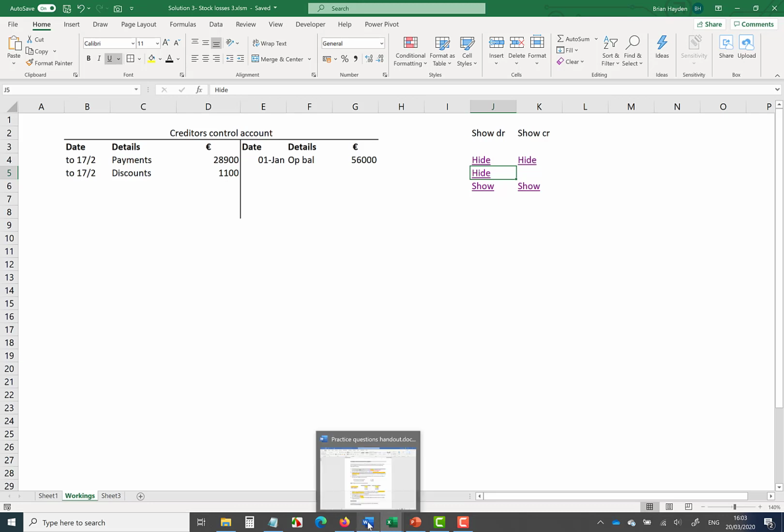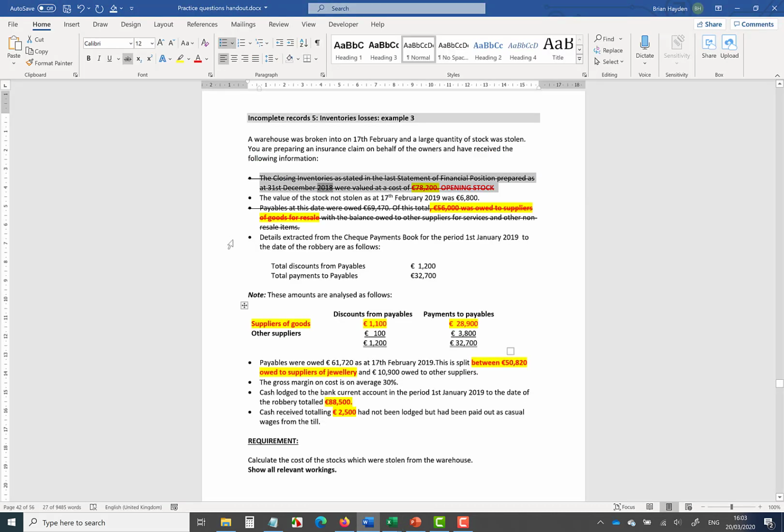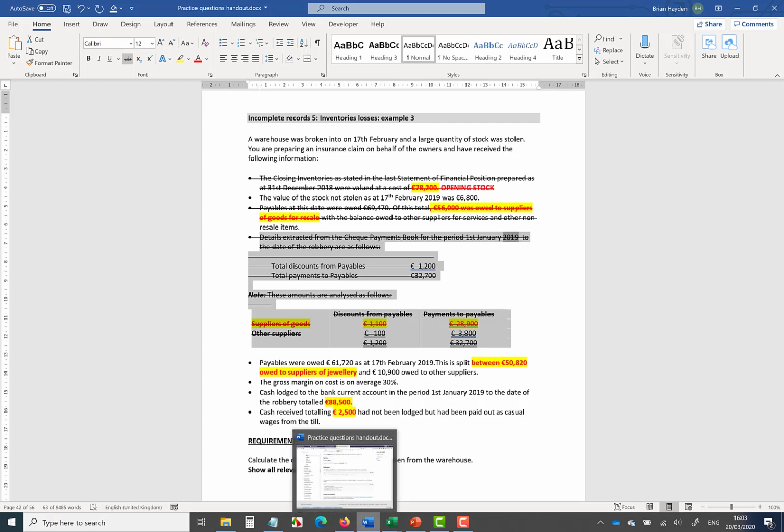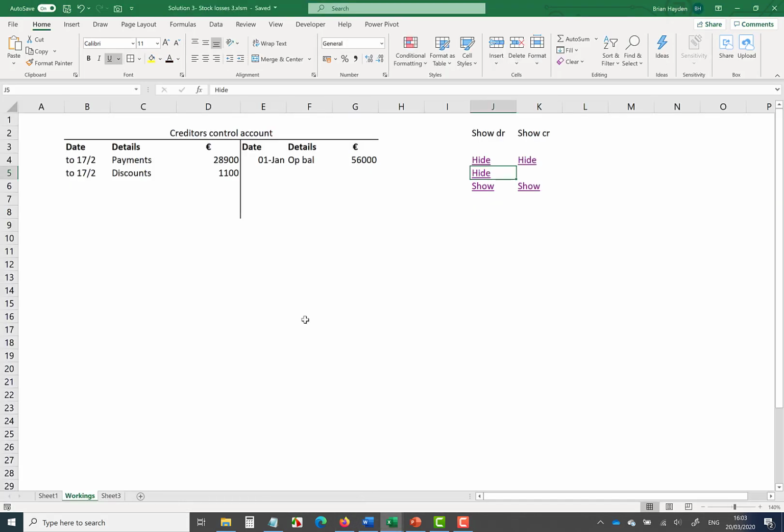Okay, so going back to the data. So we've used this piece of information. Let's strike that out. Payables were owed 61,720 at the end of 17th of February, of which 50,820 was for suppliers of jewellery. So that's a closing balance on my creditors account. So the opening balance goes on the credit side and the closing balance goes on the debit side. So closing balance 50,820. So there's a total there of 80,820.